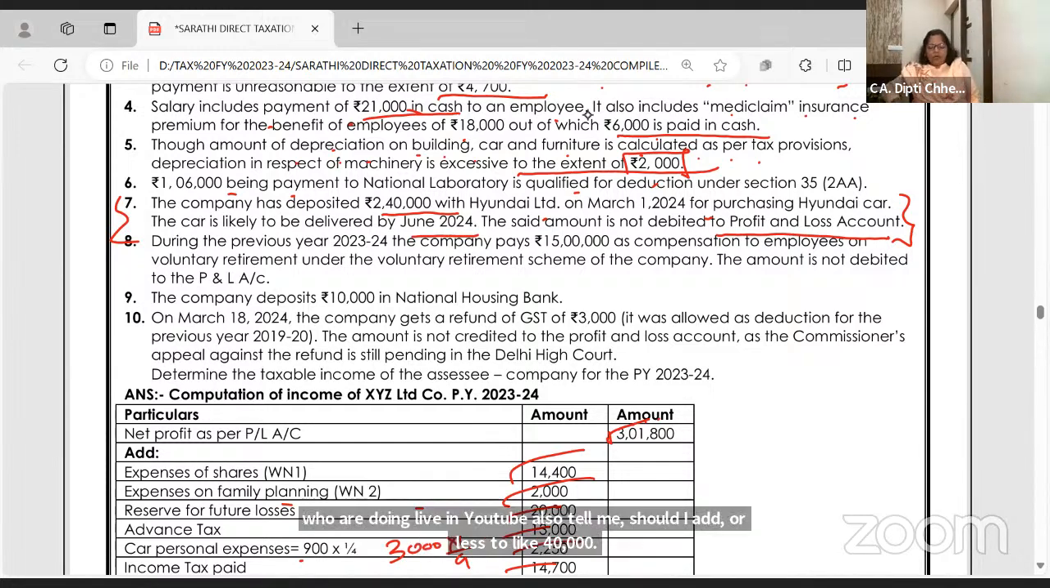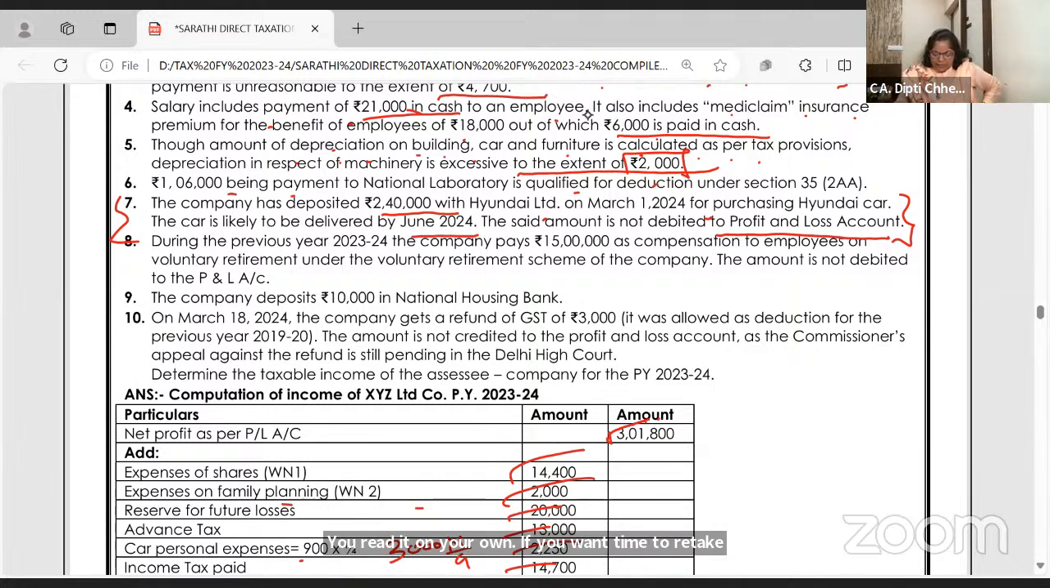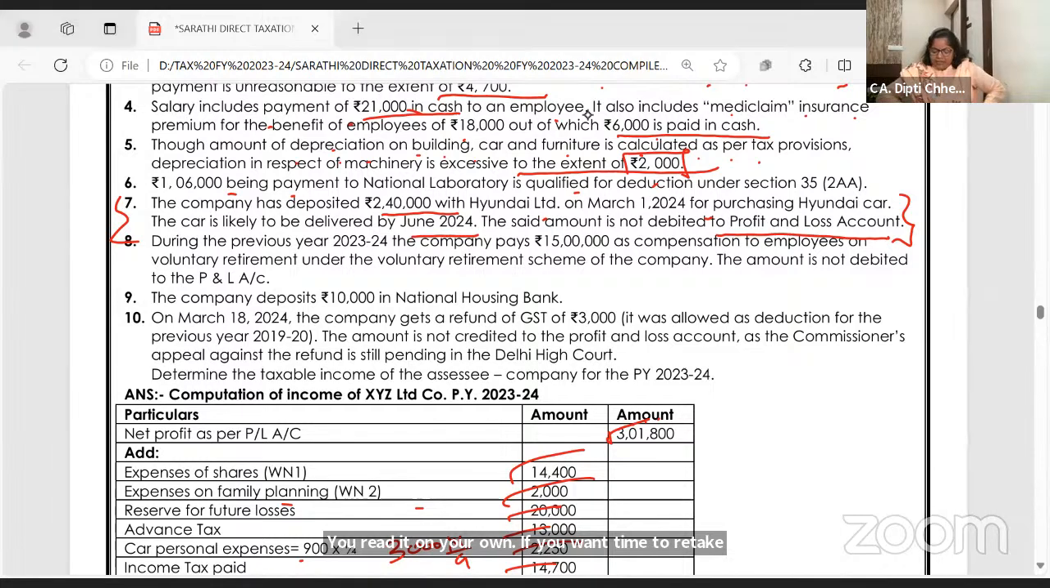You read it on your own. If you want time to read, take your time to read. Dipti ma'am doesn't read everything out. I know we are late for the lunch break. Someone has to save the class.